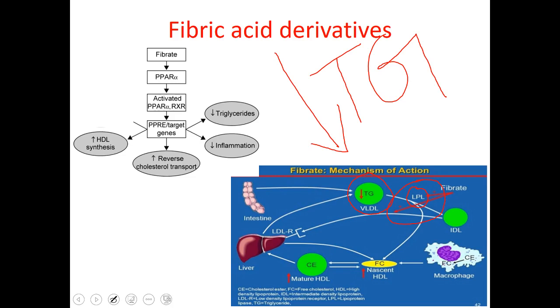Another important point with regard to mechanism is fibric acid derivatives are activators of peroxisome proliferator activated receptor alpha. Have you heard this term before in any of the previous pharmacology sessions? In unit 3, clue, one of the antihypertensives. Got it? No? All right.